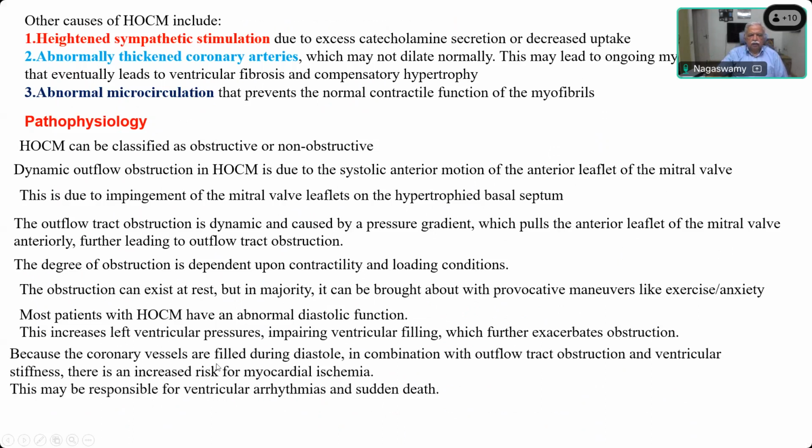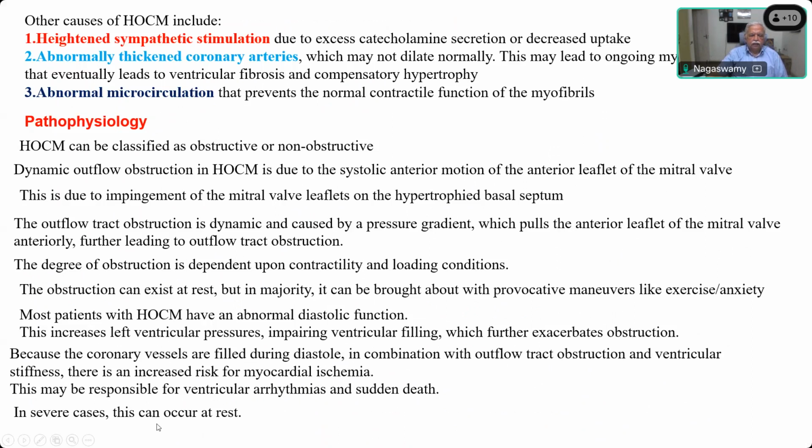And because the coronary vessels are filled during diastole, a combination of outflow tract obstruction and ventricular stiffness increases the risk of myocardial ischemia. This is the reason for the sudden death. This may also be responsible for ventricular arrhythmias and sudden death. This is how the mechanism causes this particular problem.